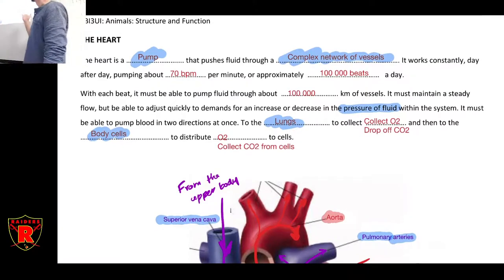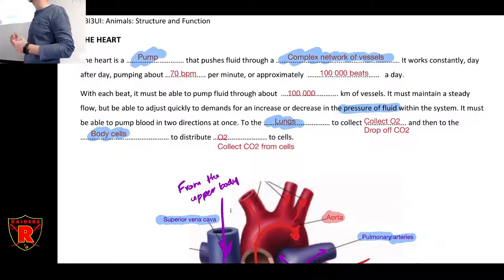So you already know what it is. It's a pump. And it's got to pump fluid through a huge complex network of vessels, hundreds of kilometers of vessels in your body. So there's a lot of vessels there. And so this has got to be a pretty high pressure unit in order to actually push liquid through. It's really interesting when you think about what it's actually doing.